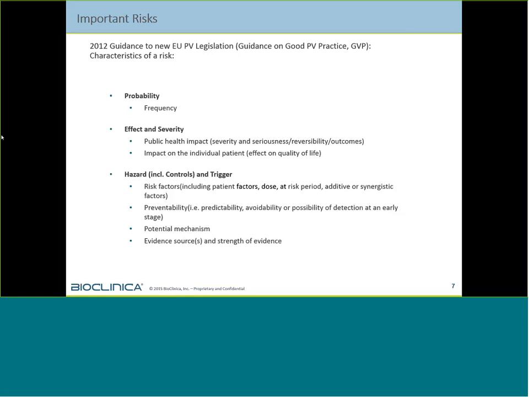Preventability, is it possible to avoid? Is it possible to prevent? Is it possible to detect at an early stage that something is going wrong? The potential mechanism, and then in the end, the source of the evidence and the strength of the evidence. And depending on the strength of the evidence, a potential risk can become an identified risk. This you all have to describe in your risk management plan. This is also what regulators in Japan, Health Canada, Australia, the bigger countries in South America, and of course the FDA like to see. Next slide.